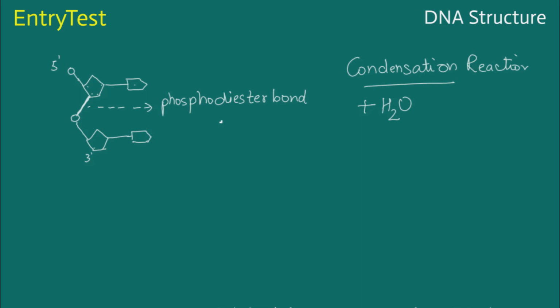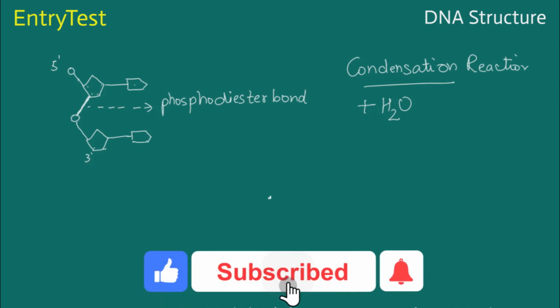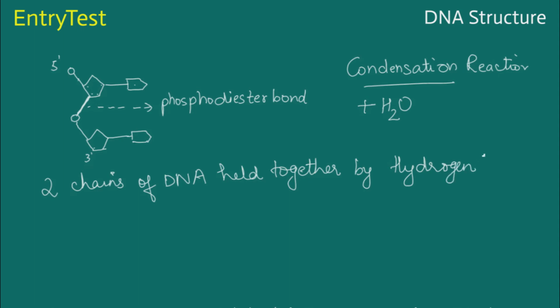But how is a DNA double helix actually formed? So two polynucleotide chains of DNA are held together by hydrogen bonds between the complementary base pairs.